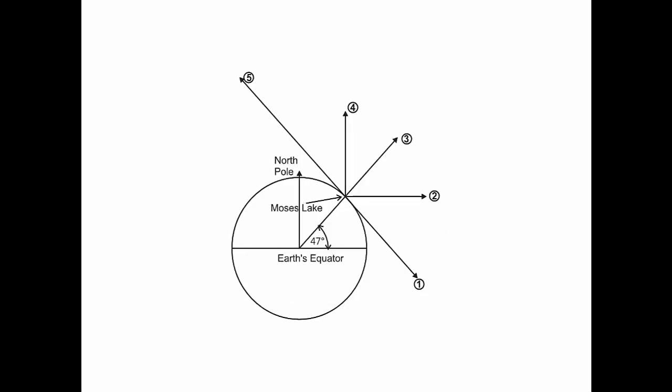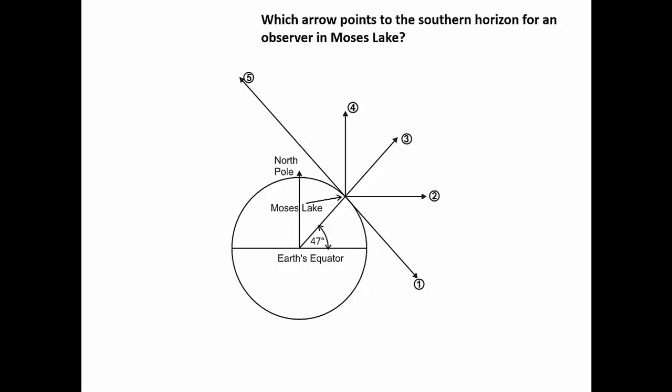Another viewpoint here. Which arrow would point to the southern horizon for an observer in Moses Lake? Now remember, an observer in Moses Lake cannot see the curvature of the Earth. Their southern horizon is actually determined by this little 2-meter high person standing on a sphere that has a radius of 6,370,000 meters, and compared to that huge sphere, a 2-meter person is not very big. And so our southern horizon is going to be arrow 1 on here.